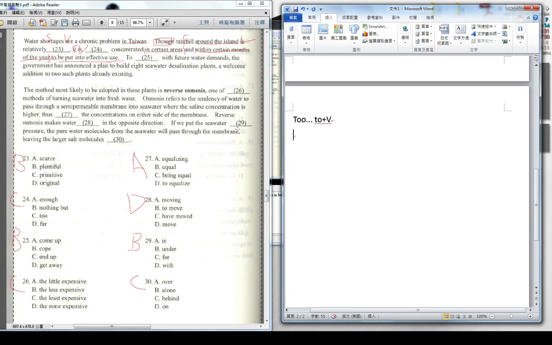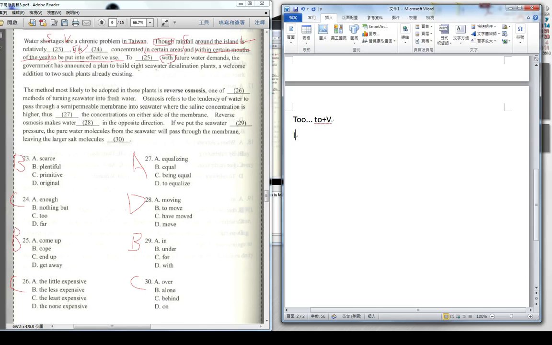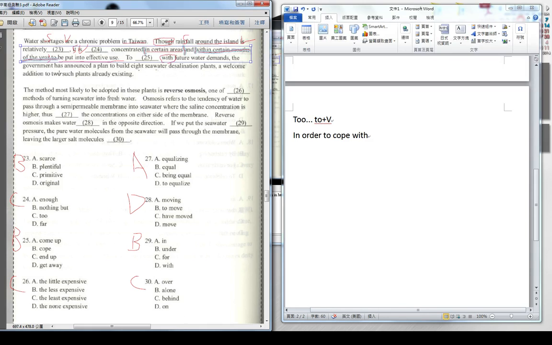And on to cope with. So cope with 就是对抗的意思。To cope with future water demands. So in order to cope. So here to means in order to. In order to cope with. So it's just a phrase. To cope with future water demands, the government, subject. The government has announced.